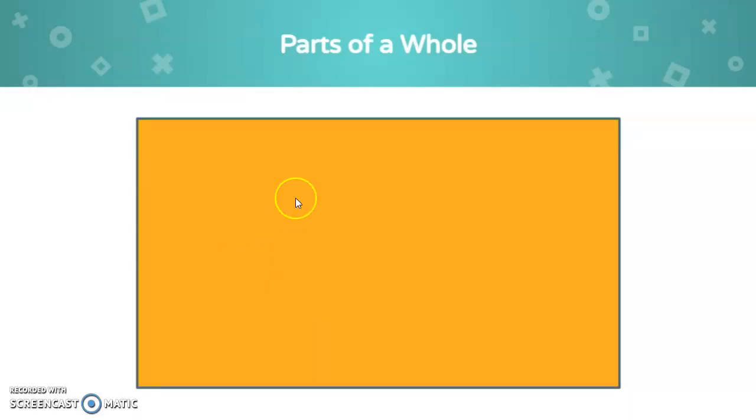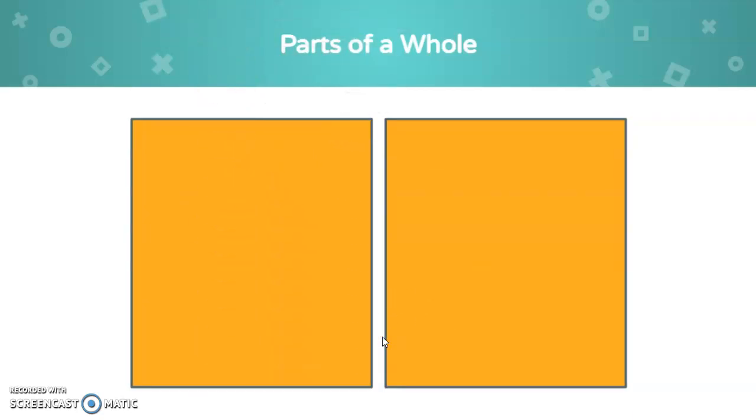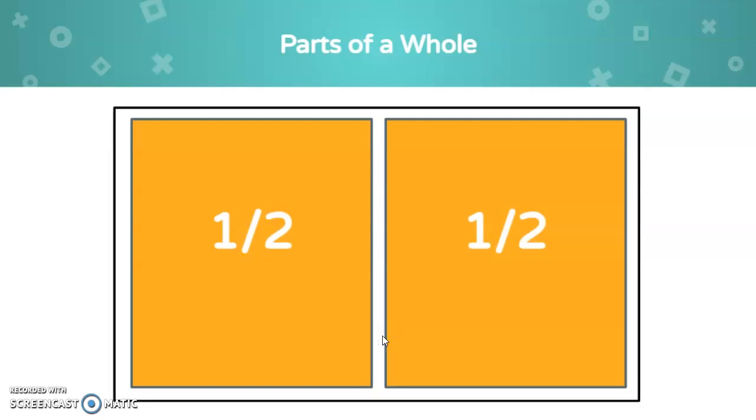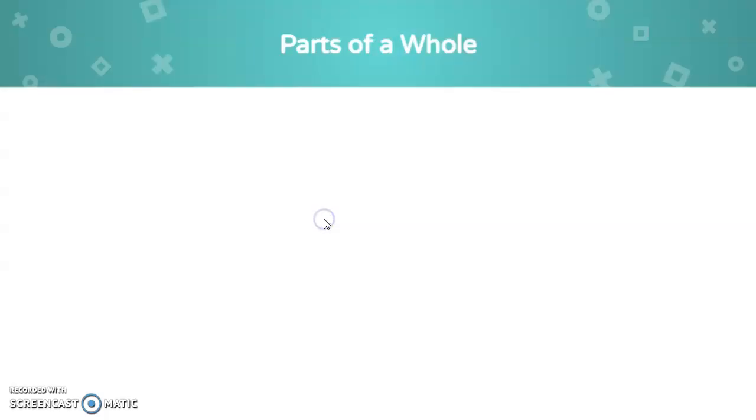So I have this orange rectangle here, and this is my whole. If I cut this rectangle in half, then I have 2 pieces, but both of them are 1/2 of the rectangle. These 2 halves are part of my whole rectangle because it is cut in half, and together they equal the whole larger rectangle. All right, let's think for a second of another way we can demonstrate this.